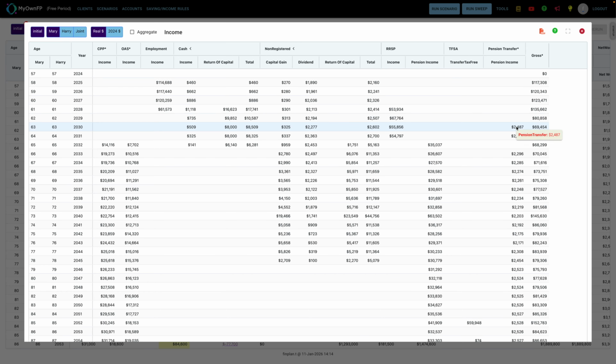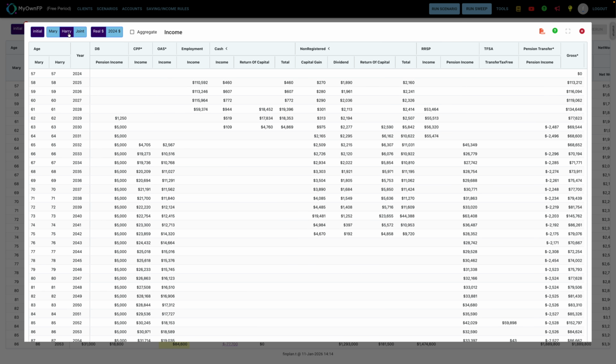He gets his pension income from, this is a transfer from Harry. So Mary got this additional income from Harry. If we look at Harry, he has his defined benefit pension plan. He's getting $5,000 every year, non-indexed. And you can see when we transfer it to gross, we're taking some portion of that back out, and Mary is going to get access to that.